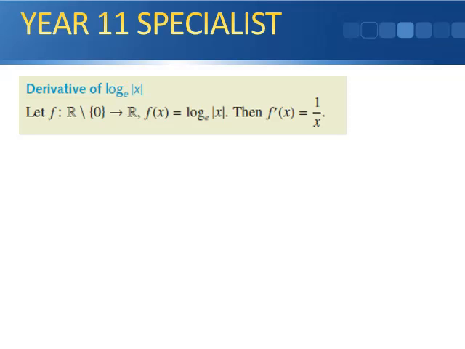And here is just the rule for it. So when you've got log e of mod x, you can just find the derivative by doing 1 divided by x.